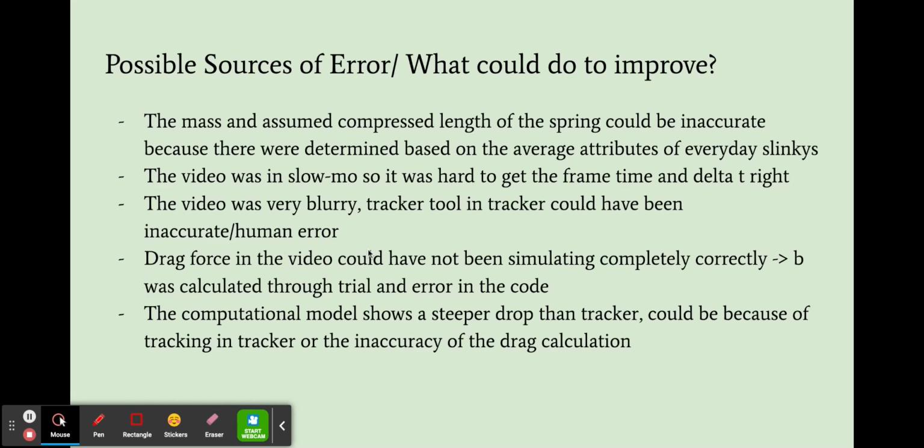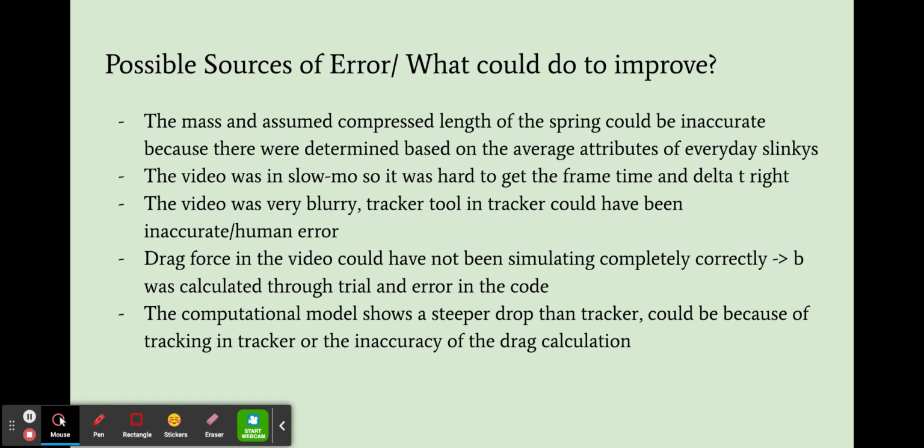Possible sources of error. The mass and assumed compressed length of the slinky could be inaccurate because they were determined based on the average attributes of everyday slinkies from the internet. The video was in slow-mo, so it's hard to get the time frame and delta t right in Tracker. It was also very blurry, so the Tracker tool could have been a little inaccurate, human error. And then the drag force in the video could have not been simulated correctly using my code because b was calculated through trial and error.